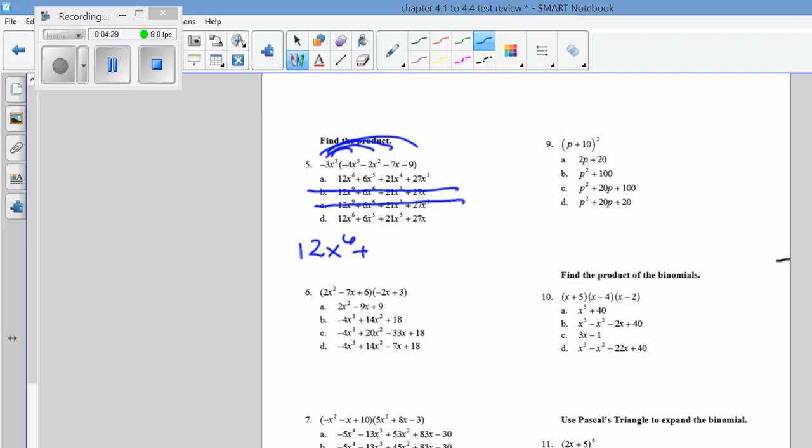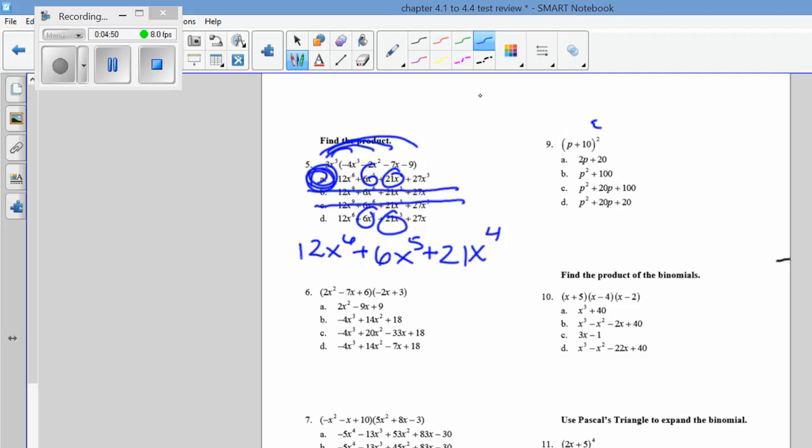plus 6x to the 5th. And look at your choices. So far, they're both correct. And then the next one would be the plus 21x cubed times x, which is x to the 4th. Right there's where the answers were different, and so it's for sure answer choice A.